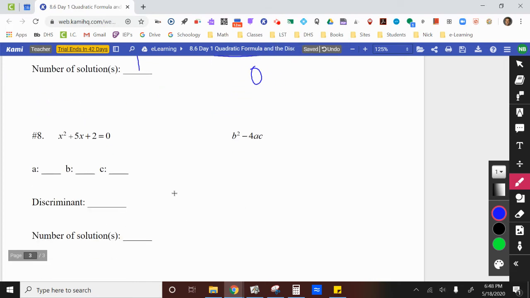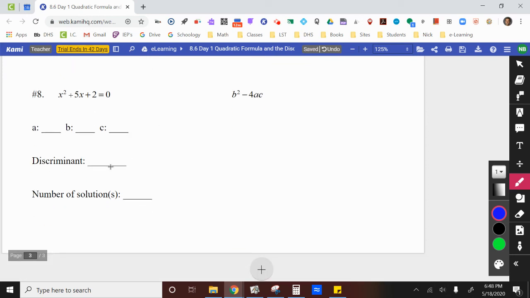Why don't you pause the video and see if you can work through number 8 here. All right, so here we go. Let's see how we did. My a value is 1. Our b value should be 5. And our c value is going to be 2.